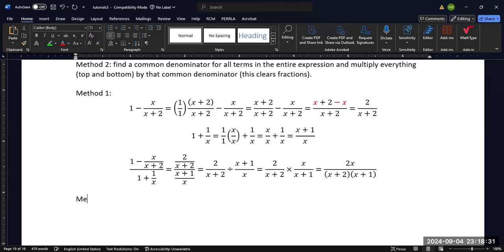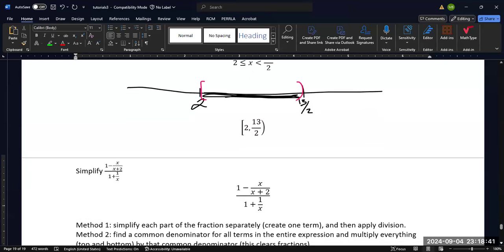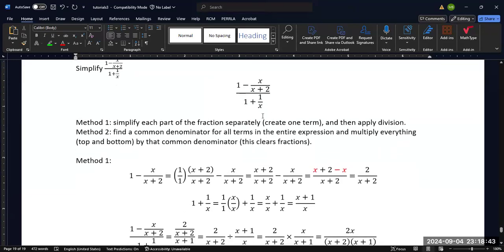All right, so that's method 1. Now, again, we should get the same answer regardless of which strategy we employ here. So let's go back to our original problem. And again, I'll recopy it.